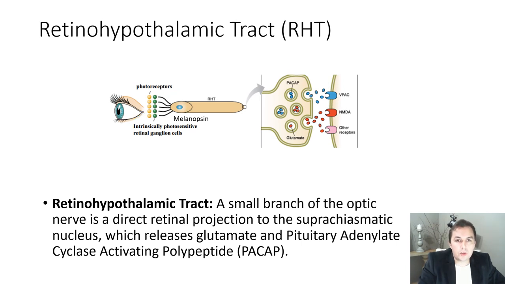And this information, together from the rods and melanopsin, travels via the retinohypothalamic tract and synapses onto the neurons of the suprachiasmatic nucleus. These neurons in the RHT, the retinohypothalamic tract, use glutamate as their classical neurotransmitter and a neuropeptide called pituitary adenylate cyclase-activating polypeptide, or PACAP, to stimulate the suprachiasmatic neurons.